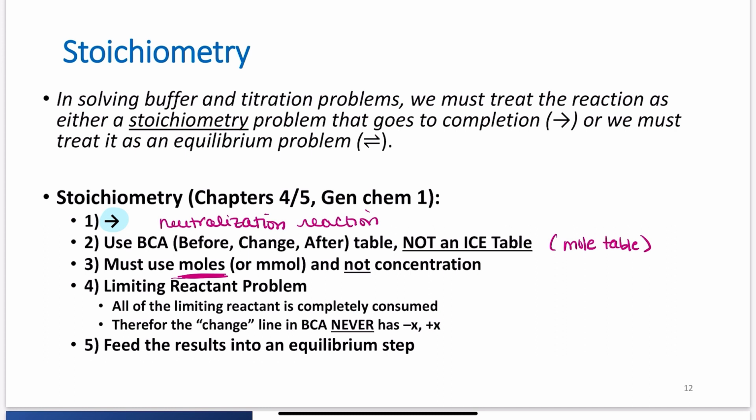Because it is a limiting reactant problem, though, all the limiting reactant is completely consumed, and so therefore the change in the BCA line never has minus x or plus x. We know the values. Then, once you've completed your BCA table, you feed the results from the after column into the equilibrium step.